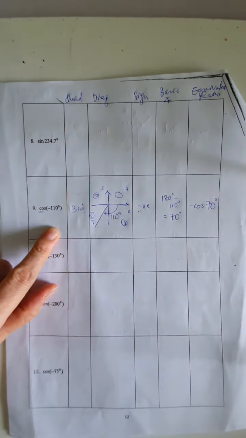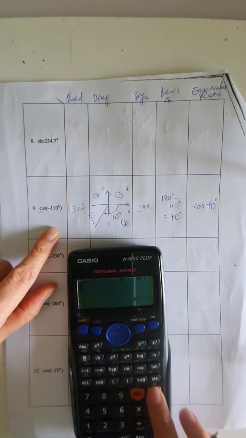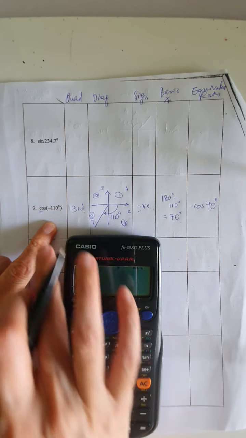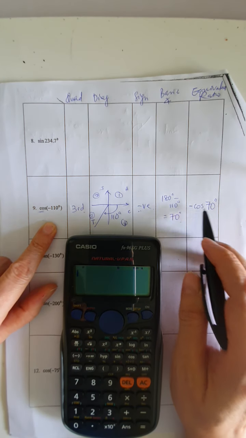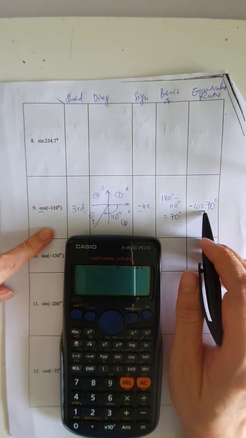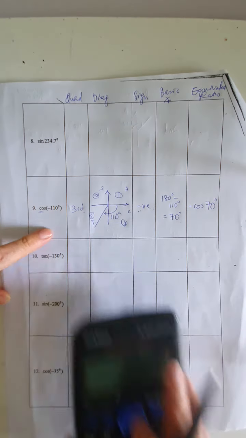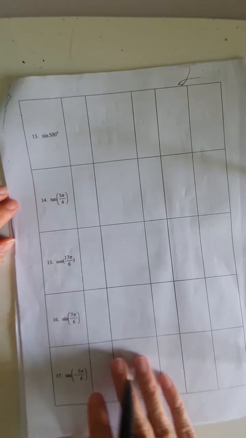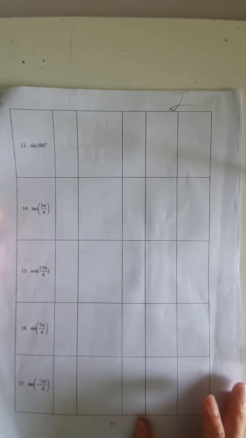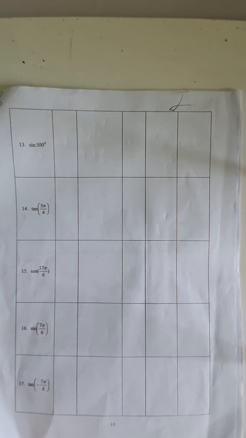If you don't believe me, again, you can use a calculator. Calculate your cosine of negative 110 degrees. Is it the same as negative cosine 70 degrees? You should get the same answer. So I leave you to do 2 and 3, and then let's try 14, which is a pi in radian.